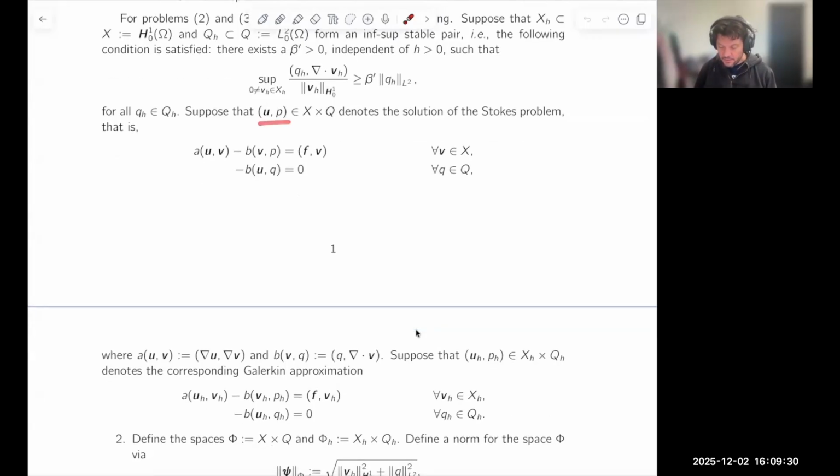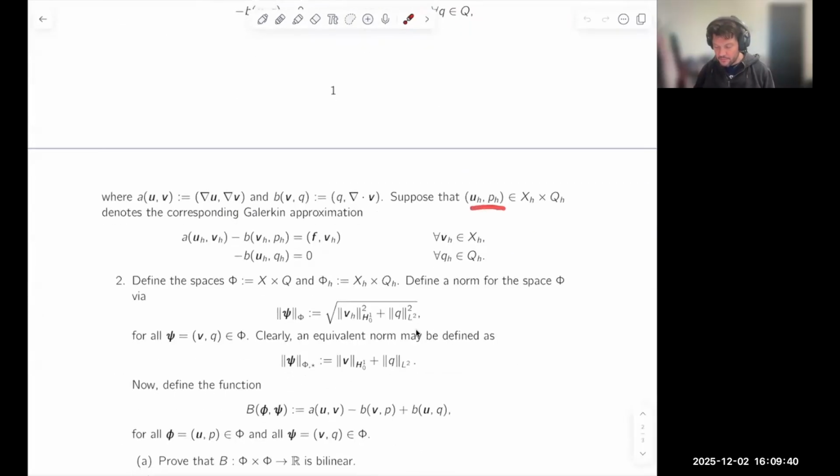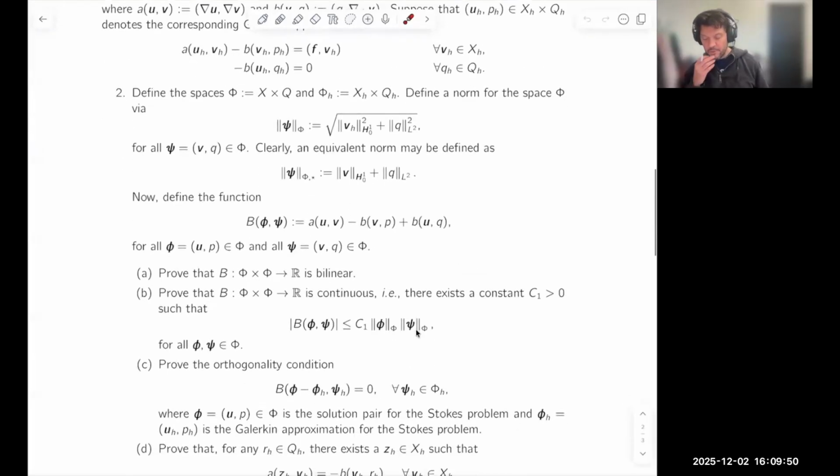U and P solve the weak solution for the Stokes problem, so they solve this set of equations. And our Galerkin approximation UH-PH satisfies this finite dimensional problem. So the idea in problem 2 was we're trying to figure out a way to prove error estimates for our Stokes problem. And we showed and talked about last time why this is such a difficult issue in general.